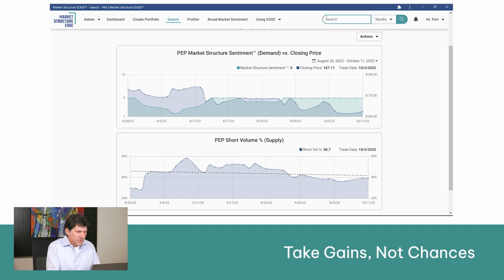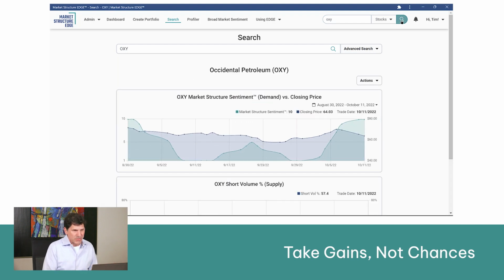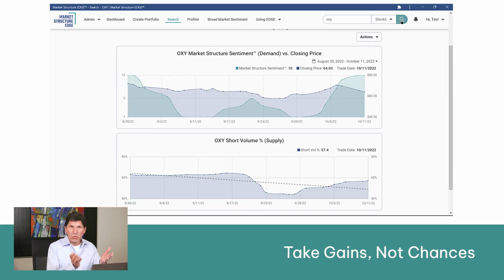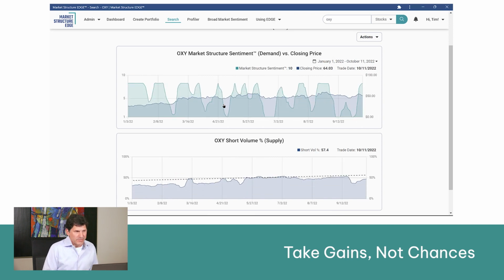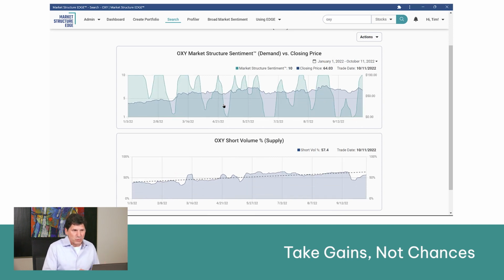The best performing stock in the S&P 500 in 2022, at the point I'm doing this, was Oxy, Occidental Petroleum. And you could go look and see why. If I extend the view out, let's say year to date, to look at supply and demand in Oxy, it's extraordinary how much time it's spent above 5. And that's why. If you just own it when it's above 5, when the demand begins to diminish, you can capture the gains, you can take the gains, not the chances. You don't want to own Oxy when demand is below 5, and the data are very clear on that.